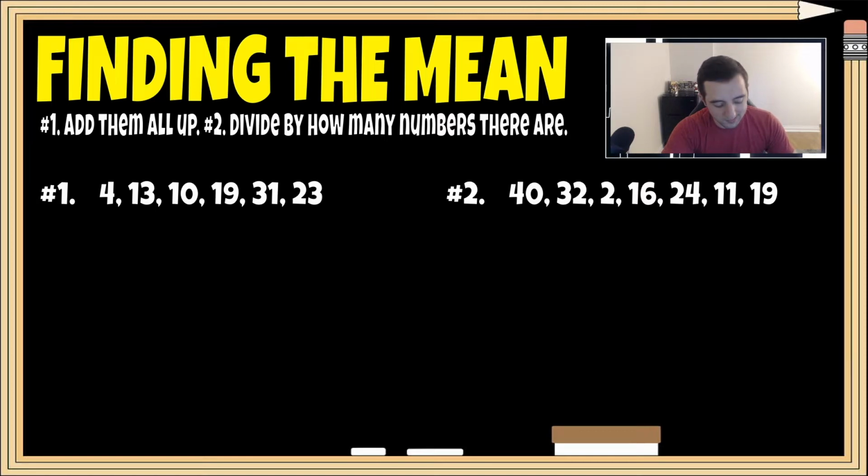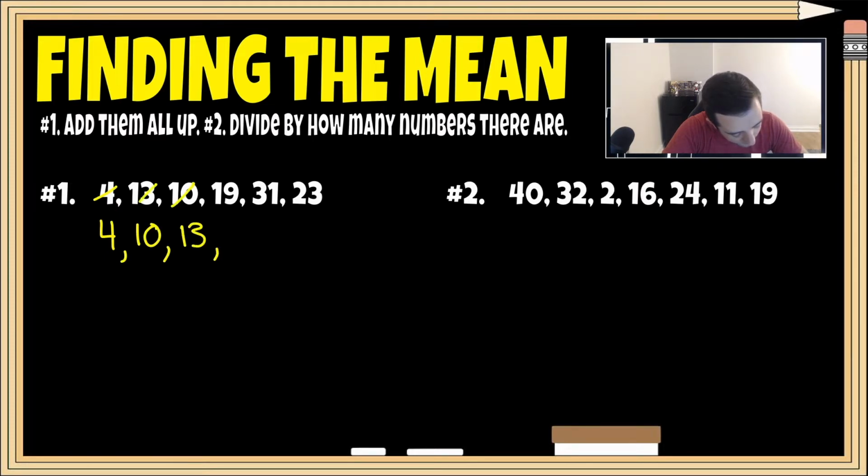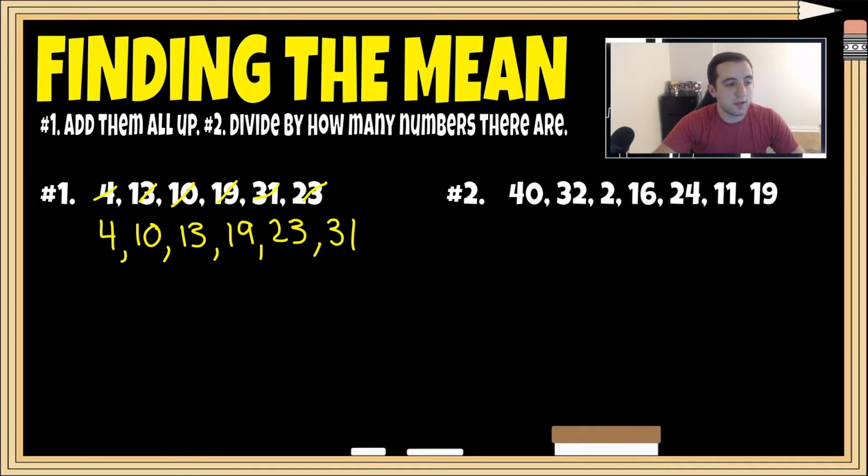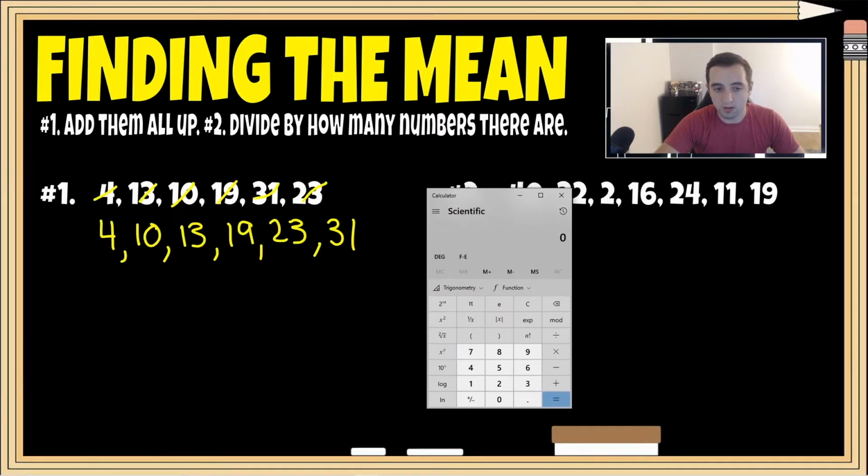So for number one, let's take a look at our list of numbers. And let's go ahead and order them from least to greatest. So we have 4, and then I'll just cross them out as I go. That way I don't forget any. We have 10, 13, 19, 23, followed by 31. Now that I have them ordered from least to greatest, I want to add them all up, right? So we're going to add them all up.